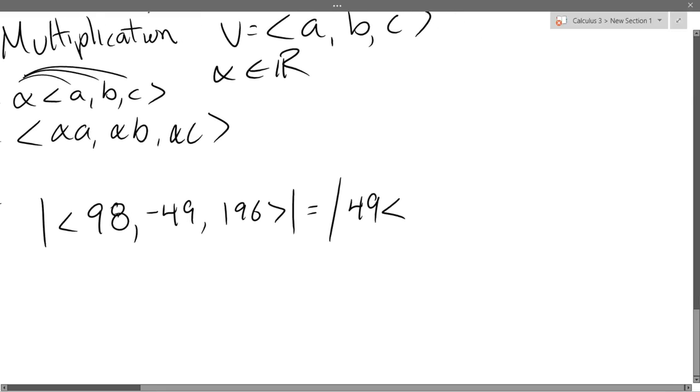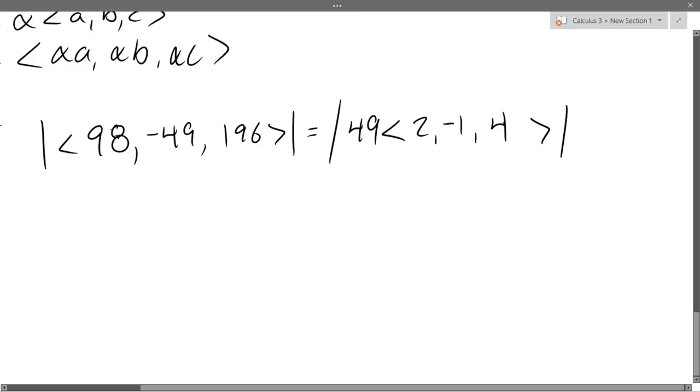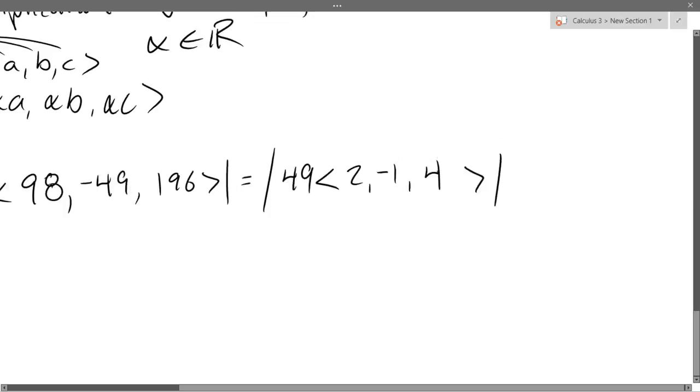And what do we have left in our vector? 2, negative 1, 4. Like that. So we factored out 49. Can you get the magnitude of 2, negative 1, 4? Yes. That's not so bad. You can't do that. You're just being lazy, or you're in the wrong class. The question is, how do we deal with this?